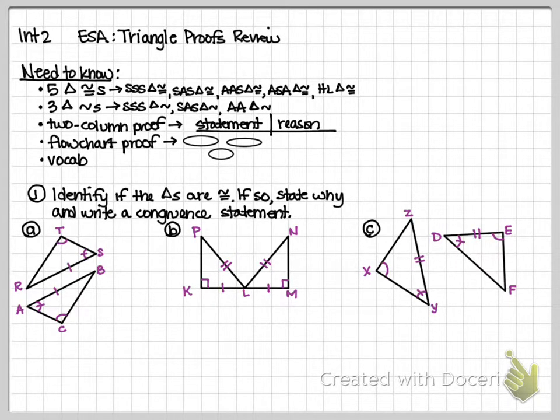Okay, so here's a little breakneck rundown on triangle proofs review. Just going to summarize the stuff that we've done this unit. So the things you need to know: you have to be able to prove or know the 5 triangle congruences, the 3 triangle similarities, the formats of the 2-column proof, the flowchart proof, and then, of course, the vocab.